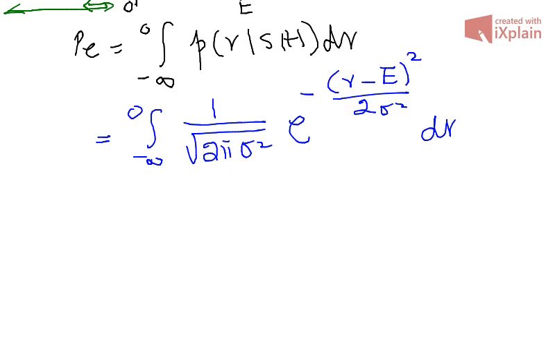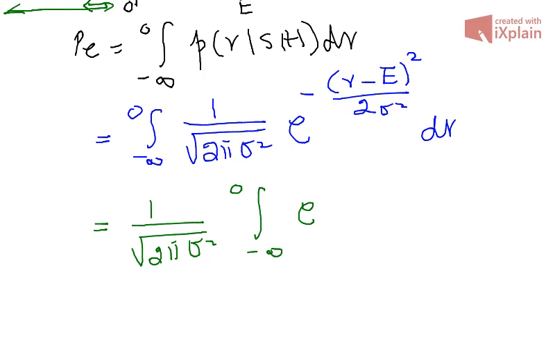Now here, keep this in mind. We can just put this constant outside. This is 1 over square root of 2 pi sigma square, integral from minus infinity to 0, e raised to the power minus (r minus e) whole square over 2 sigma square, dr.